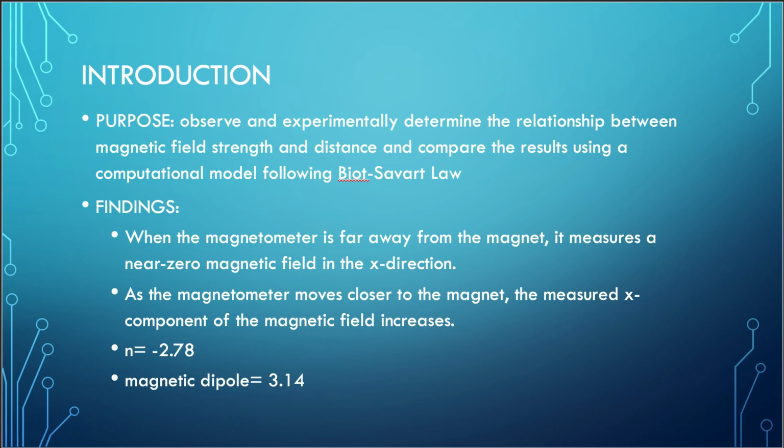As a sneak peek into the findings of this experiment, when the magnetometer is far away from the magnet, it measures a near zero magnetic field in the x direction, and as the magnetometer moves closer to the magnet, the measured x component of the magnetic field increases. And we were able to calculate n experimentally to be negative 2.78 and the magnetic dipole, or mu, to be 3.14. That's using the values of our experiment.